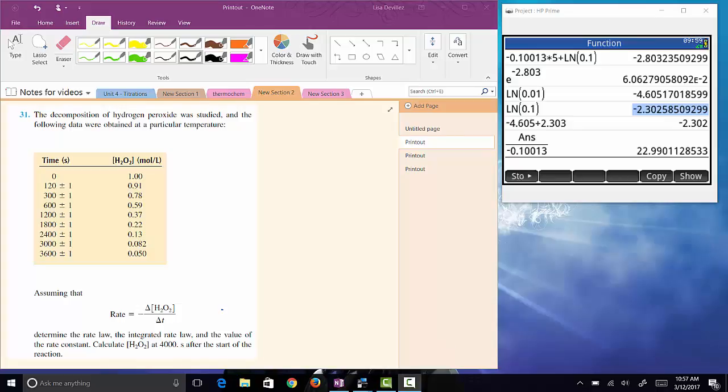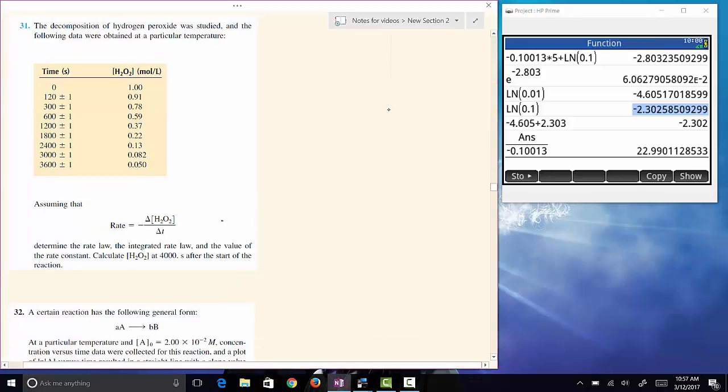Let's take a look at a couple of the practice problems from your textbook. The first one, I think this is page 569, chapter 12, so end of chapter problems. If we look here, number 31, we're given some data.